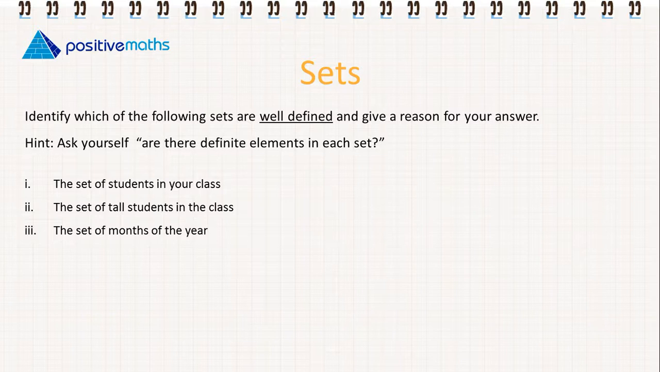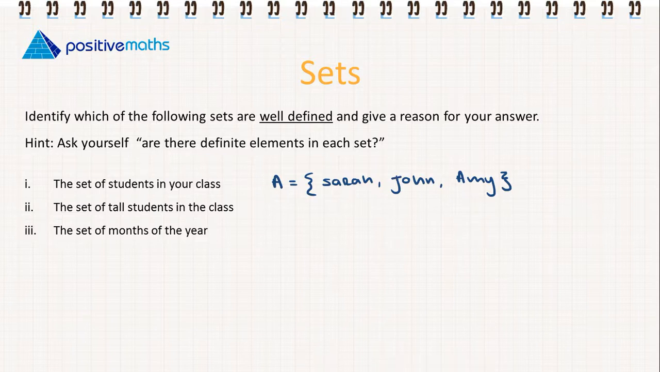Okay, so let's practice an example. Identify which of the following sets are well defined and give a reason for your answer. So what we want to ask ourselves is, are there definite elements in each set? So let's think of our class. The set of students in the class. We could write the set for this. If we call it A, it could be, for example, if there's 3 people in the class, Sarah, John, Amy. So we would list out the people in our class.